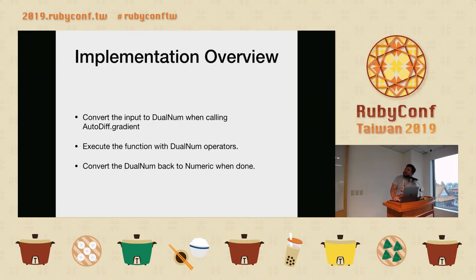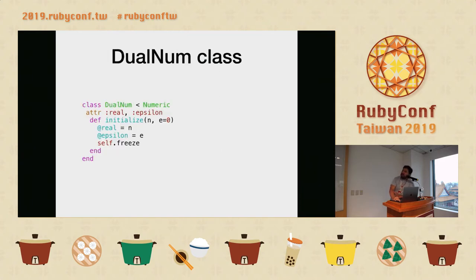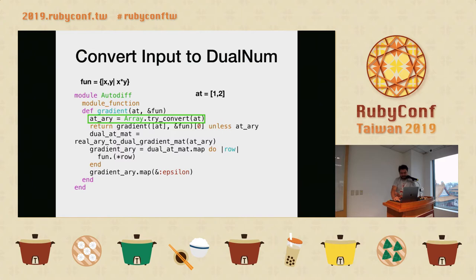So how does it work? The first step is that we convert the input to a dual number and call autodiff.gradient. Next we execute the function with dual number operators. And then we convert the dual number back to numeric when we're done. So here's the very simple dual number class. You have two attributes. One is real, another one is epsilon, where real stands for v, and epsilon stands for v dot. And I call freeze because I always get bugs since all these things are mutable. If I freeze it, it will be immutable.